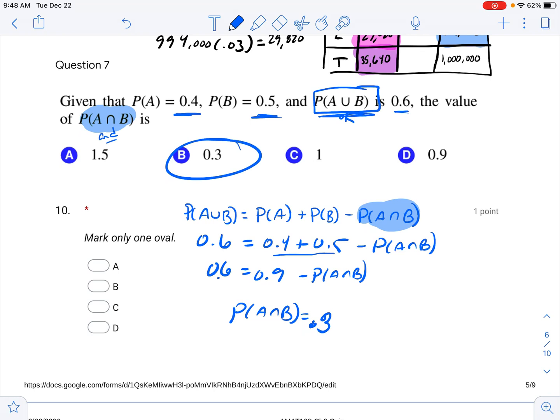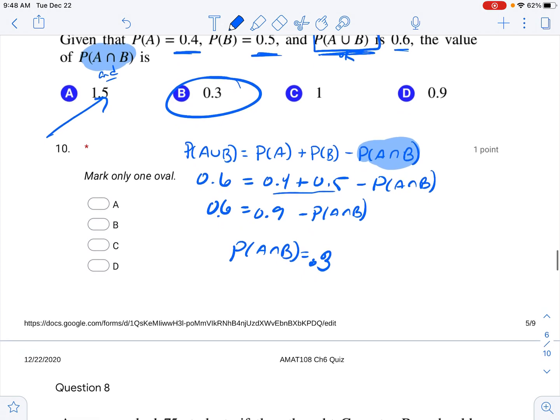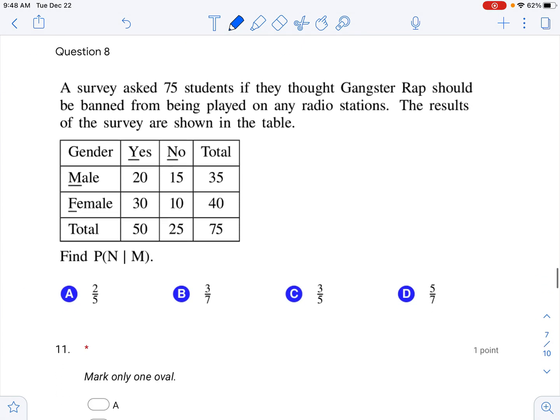One of these answer choices you should have been able to eliminate immediately. And which one would that be? Hopefully you're looking at A, right? Probability is always between 0 and 1, never greater than 1. Okay, but in any event, this one ended up being 0.3. Okay, general addition rule.